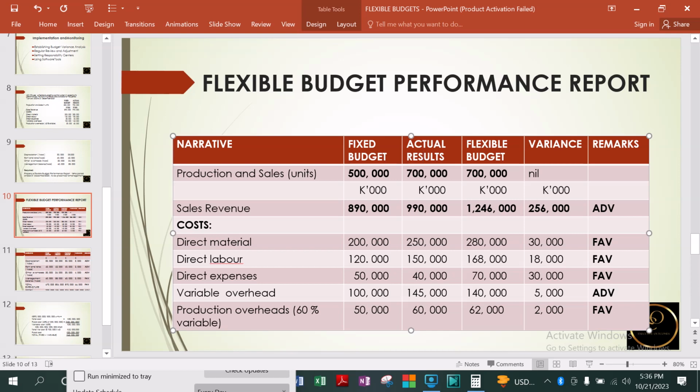We get to the direct material again. The budget was indicating that we are supposed to spend 280 million kwacha, but we only spent 250 million kwacha. Therefore, since we spent less than what we were supposed to spend, we saved on cost to the tune of 30 million. This is good, therefore it's a favorable variance.